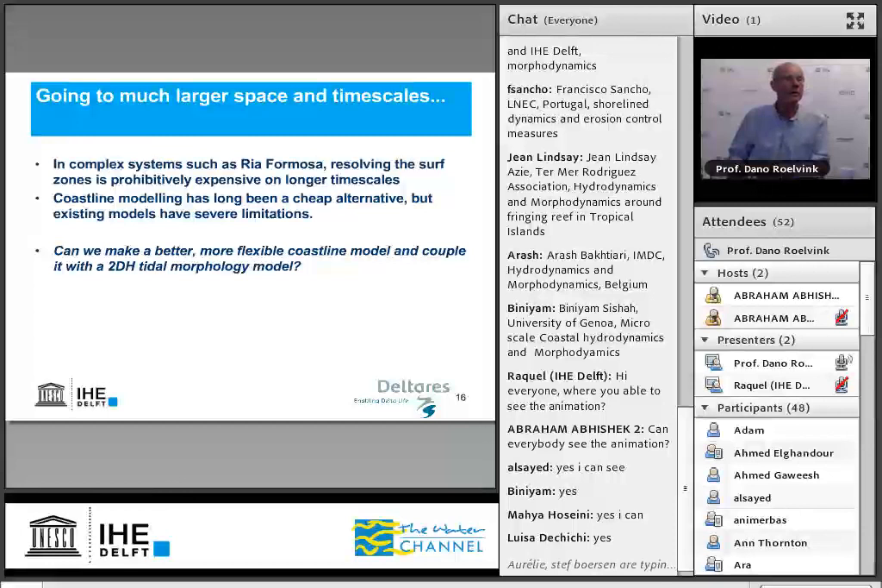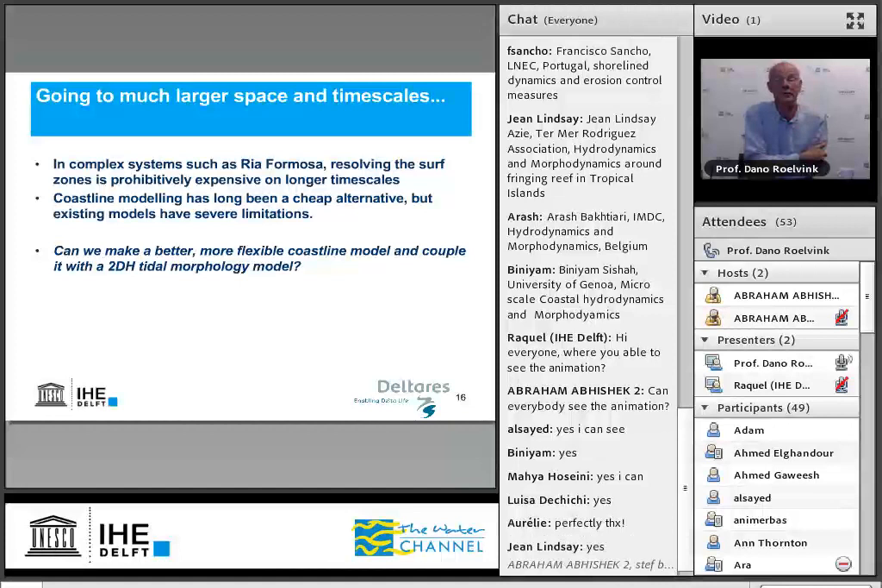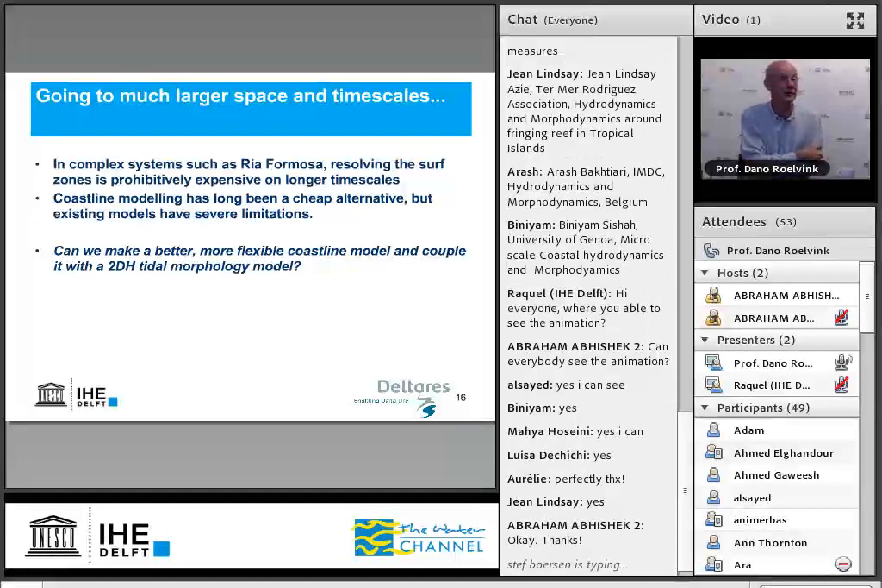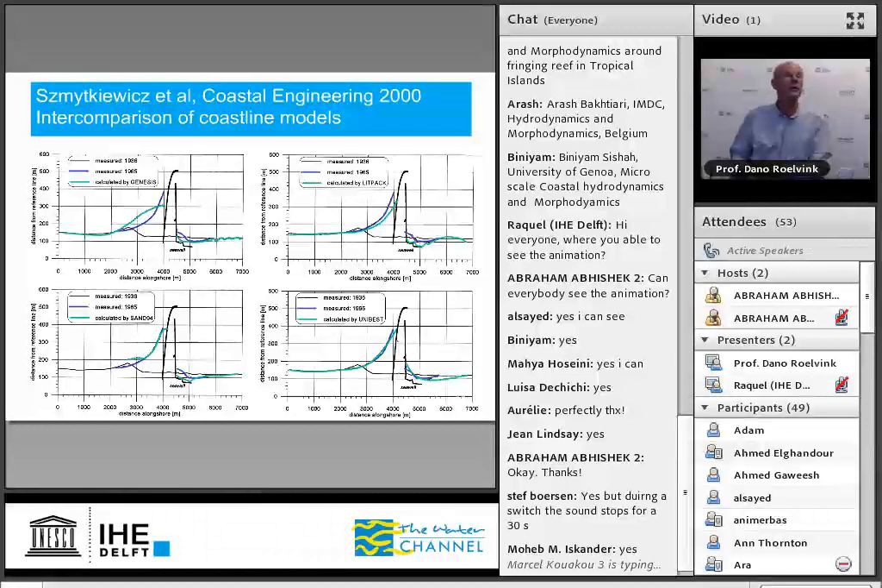So if we go to much larger time and space scales, then resolving the surf zone is really a problem, because you have a system that's 100 kilometers long, but you need to resolve the surf zone with a grid size of 20 meters or so. And that's just not an option. So we need a coastline model, a simplified model that can deal with this, but the existing ones are not good enough.